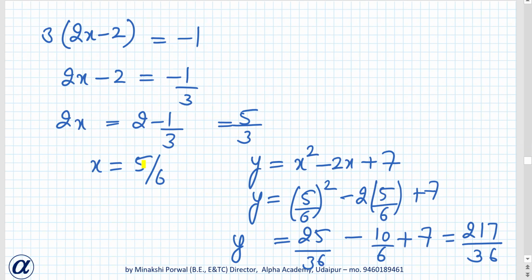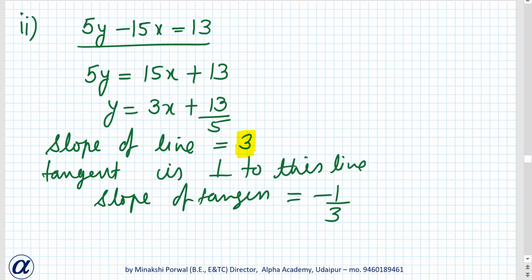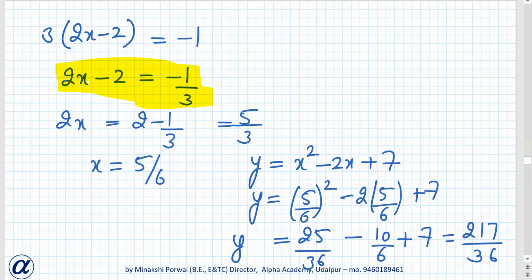But we got x. We could directly use dy by dx is equal to 2x minus 2 and slope is equal to 3. So no, that slope is not equal to 3. This is a perpendicular line. Slope is equal to minus 1 by 3, and ma'am, dy by dx is equal to 2x minus 2. We could directly equate it, no? Right. Same. Okay.